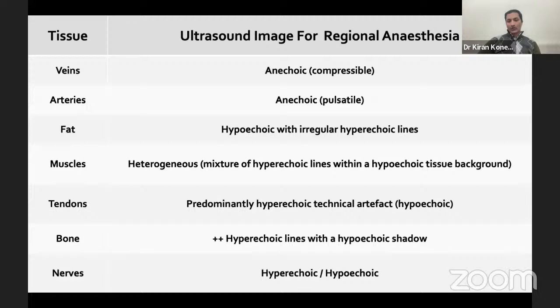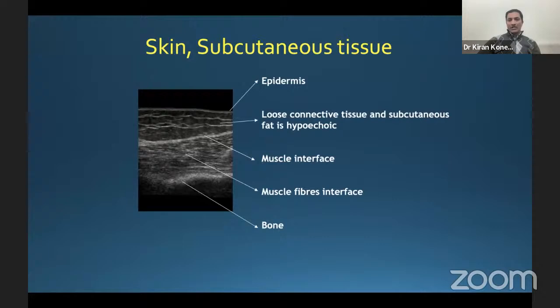As you can see in this one, we have tried to show you a picture of the subcutaneous tissue along with the skin on the top, followed by the muscle interface and the muscle fibers that you see going between the lines. At the bottom, you can see the hyperechoic bone with the hypoechoic shadow underneath. And the fat, as you can see, is like fish scales on the top, interspersed with hyper and hypoechoic shadows.